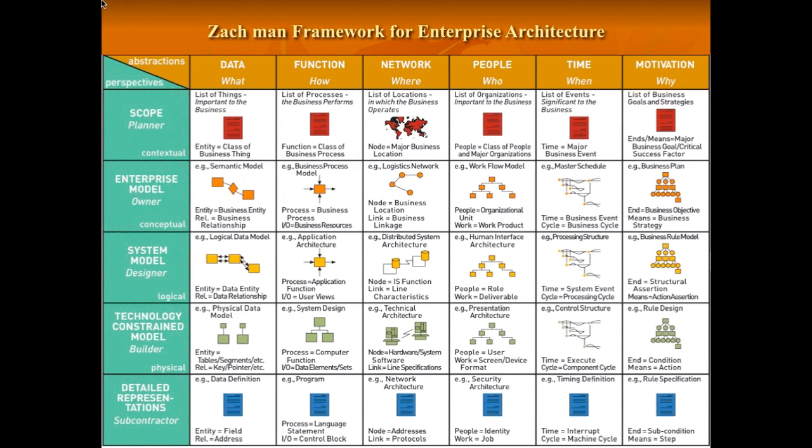We just discuss this scope planner, the top one. We are not going to look into all this like enterprise model, system model. We are not going to do all these things. We just look into the top part, the level one scope planner. You can see on the top what, how, where, who, when, and why, right? As I told you, 5 W's and 1 H.